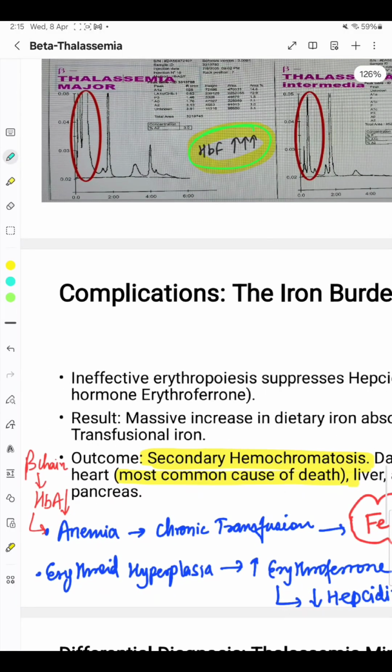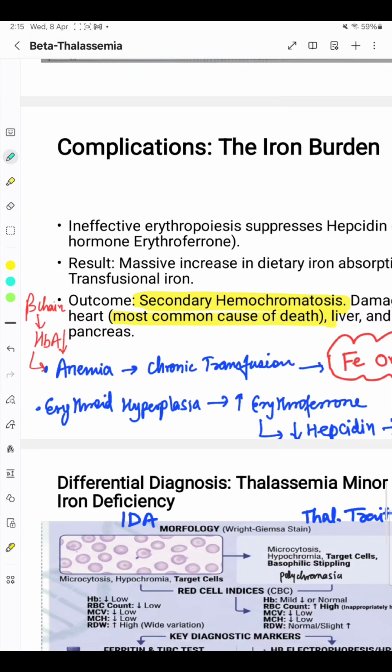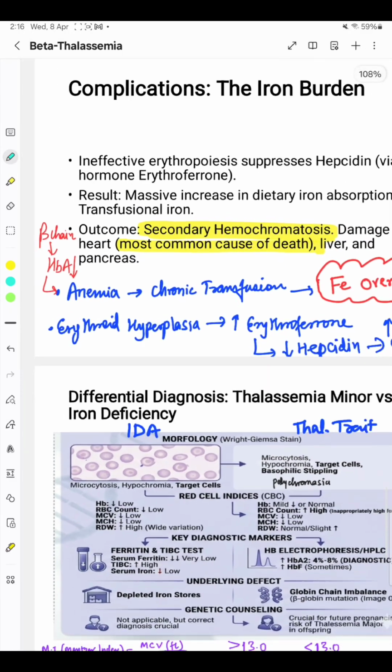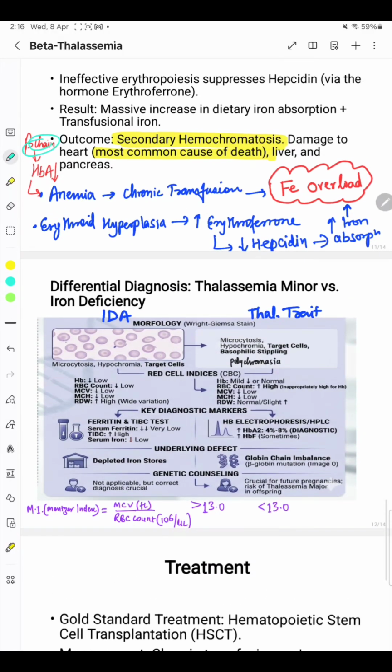Now we'll see the complications of beta thalassemia. Iron overload is a very common and severe complication of beta thalassemia, and there are two mechanisms by which there is iron overload. The first is that decreased synthesis of the beta chain will result in decreased hemoglobin. This causes anemia, and to treat this anemia, the patient requires chronic or repeated transfusion. This will result in iron overload.